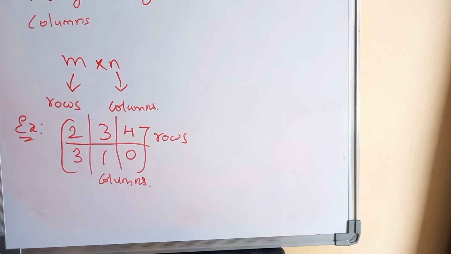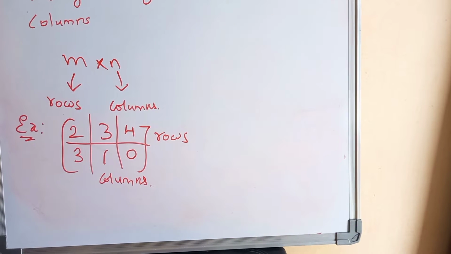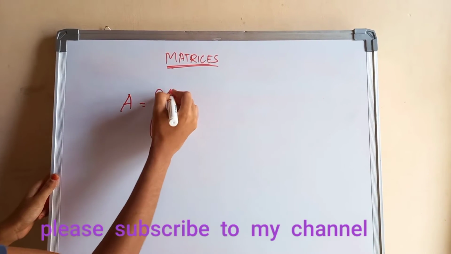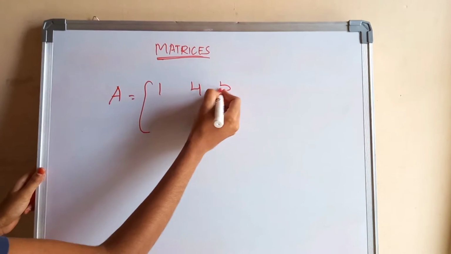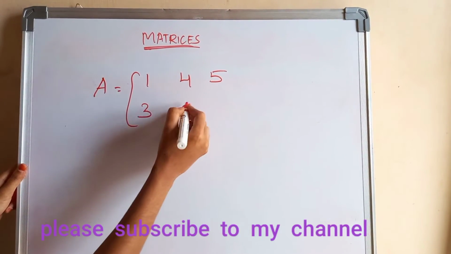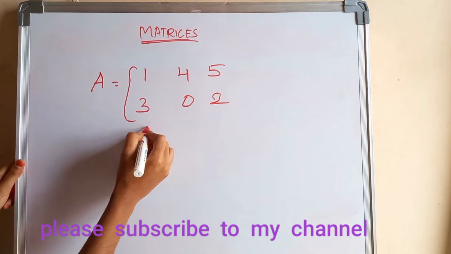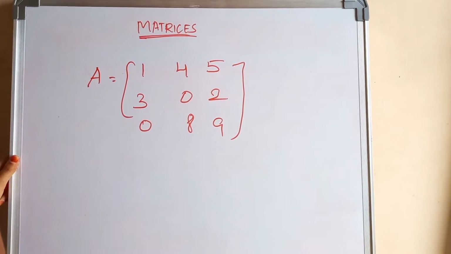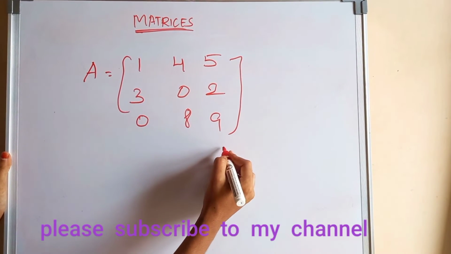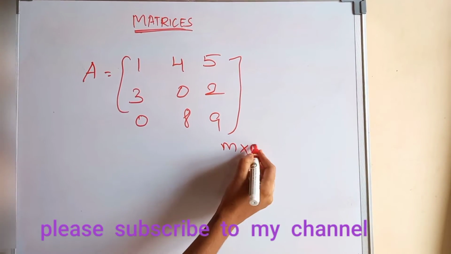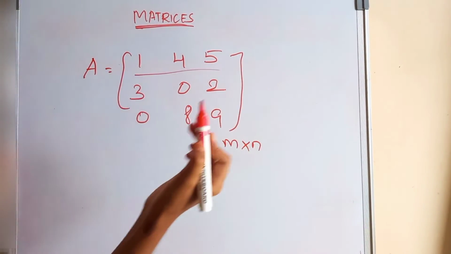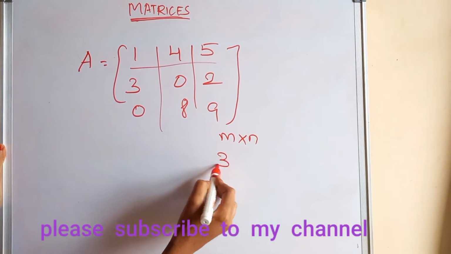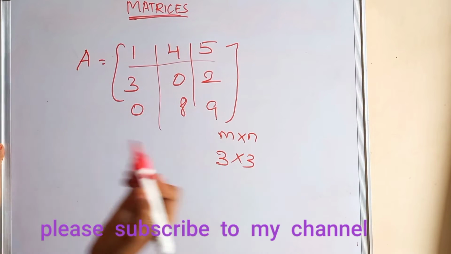Now, how to define the order of the matrices? Let us see. A equal to 1, 4, 5, 3, 0, 2, 0, 8, 9. The order of a matrices can be represented with m by n. Means here it contains 3 rows and 3 columns. So the order of the above matrix is 3 by 3.